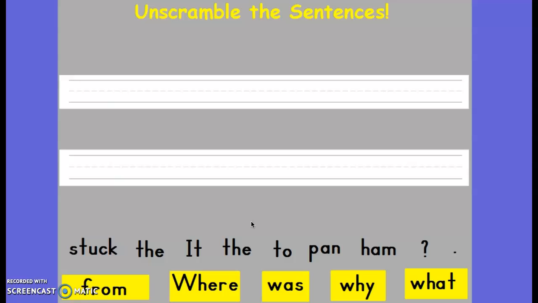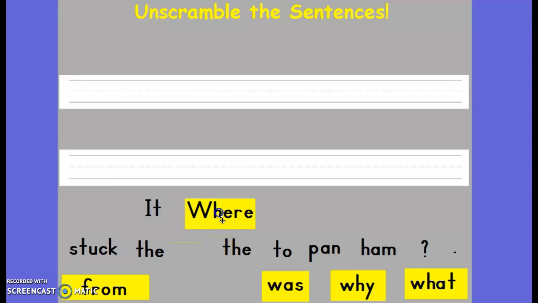Okay, if you said that the first letter of the first word in every sentence has to be capitalized, you are correct. So let's look at our words down here and tell me, do you see any that are capitalized? Any words that have the first letter capitalized? Okay, yeah. If you said this word here, it, and where. So I think we have, actually, I know we have the first two words for our sentences. So let's start with this one. So let's put this up here, where.